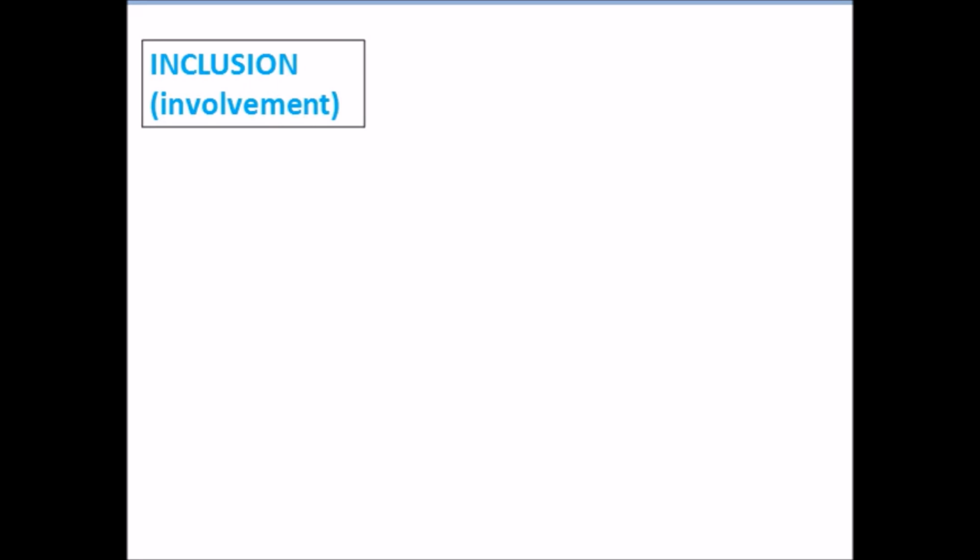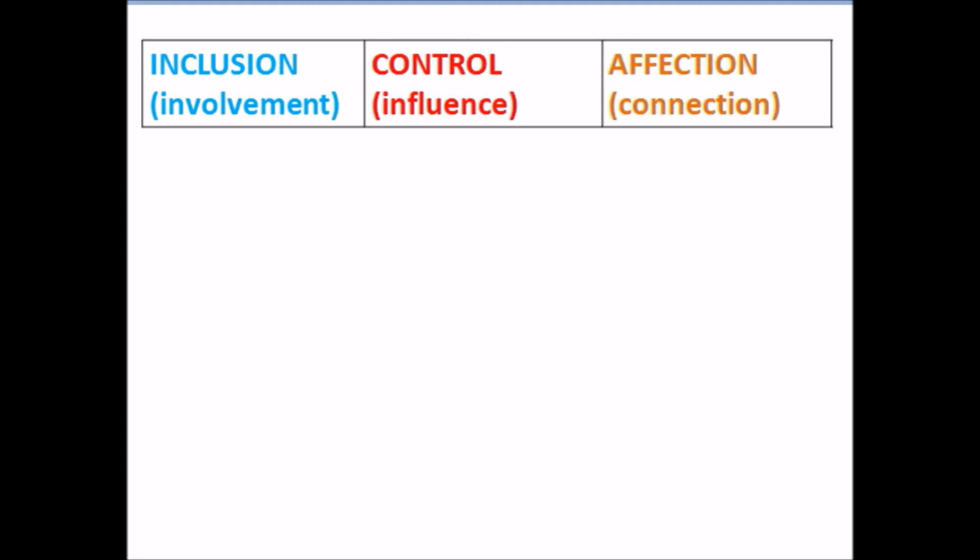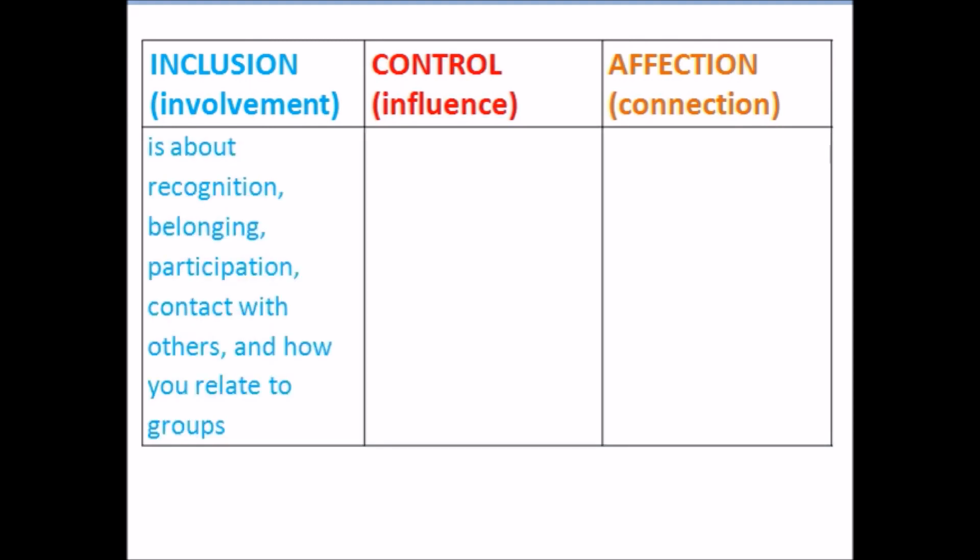Those are inclusion, which is sometimes also called involvement, control, which is also called influence, and the third one, affection, which is also called connection. So the three factors basically are inclusion, control, and affection. So let's see what each of these means.